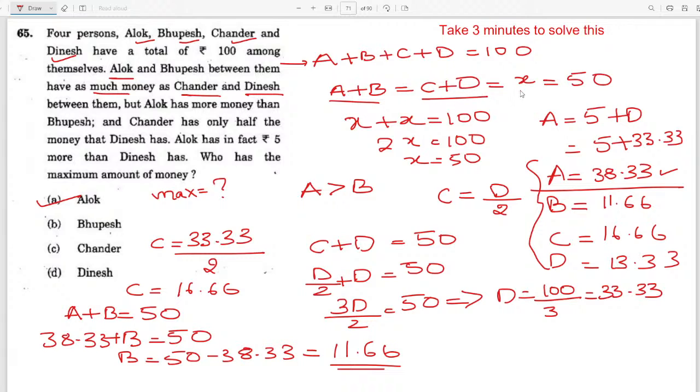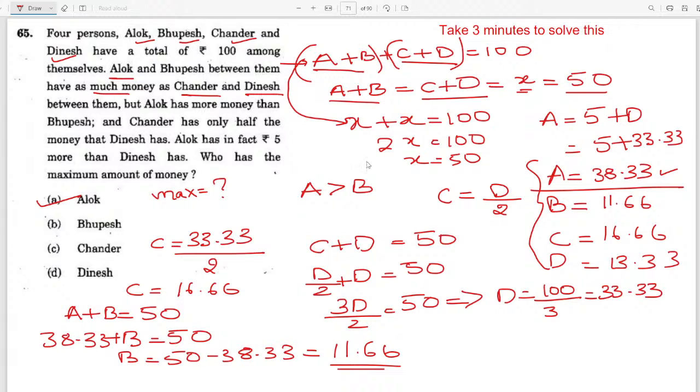So I have assumed it as let X. We have from this equation that A plus B and C plus D are both equal to X. So I have taken this equation here. A plus B I have substituted as X, C plus D I have substituted as X. So together it is 2X, and 2X is equal to 100, and X is equal to 50. So X is equal to 50 means A plus B, Alok and Bhupesh together, have 50 rupees. Chandar and Dinesh have 50 rupees. So together they have 50 rupees each.